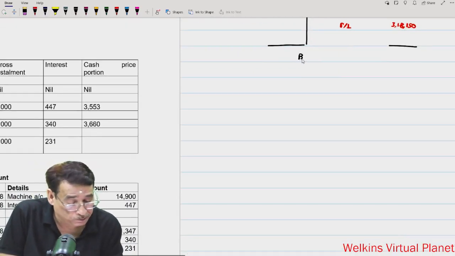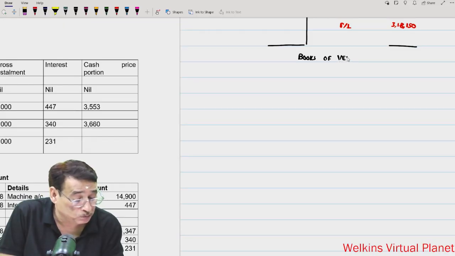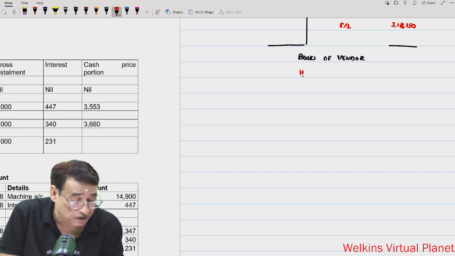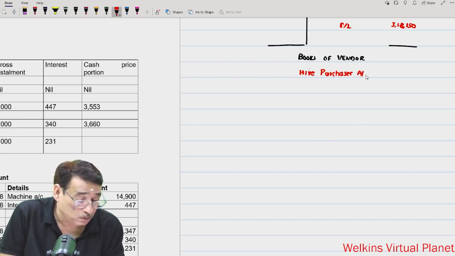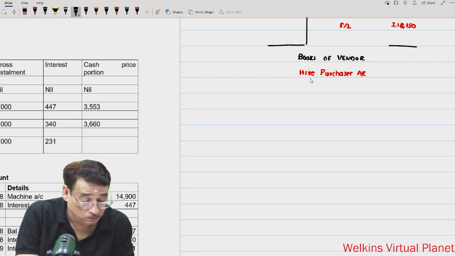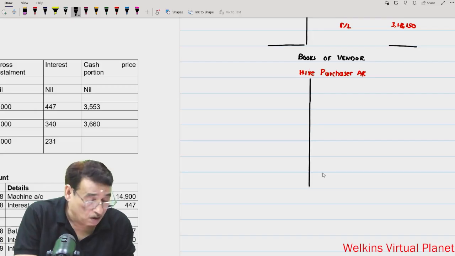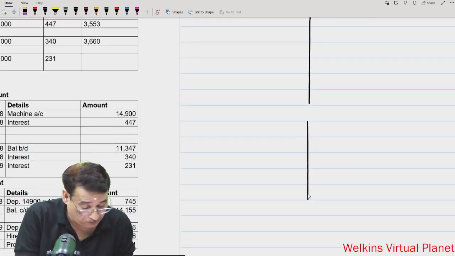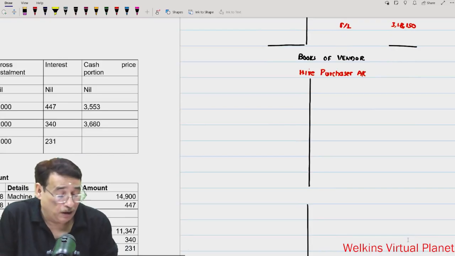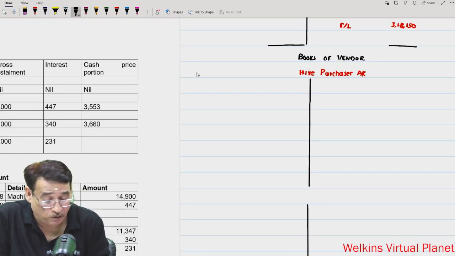Books of purchaser. Books of now vendor, the seller. In the books of hire vendor, we shall prepare hire purchaser account, and we shall also prepare goods repossessed account. Goods repossessed account and hire purchaser account. Now we are the vendor, we are the seller. If we are going to sell the asset, you know the entire process now.